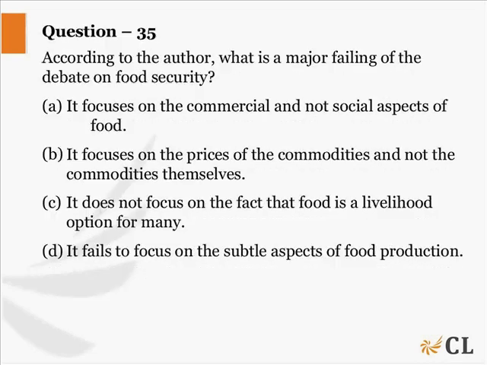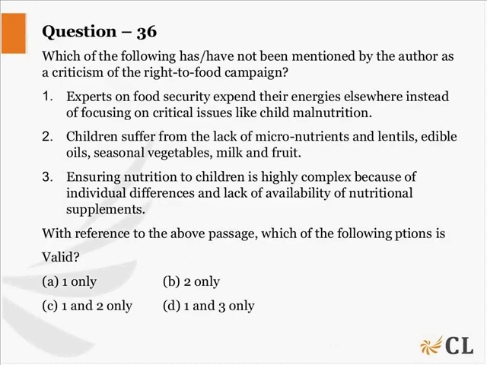Which of the following has or have not been mentioned by the author, the criticism of right to food campaign. Right. If I look at the 36th question, it says experts on food security expend their energies elsewhere and focusing on critical issues like child malnutrition. Now, this is a very common trick that the question setters play with you. This sentence is correct, right? It is there in the passage. It is very much written out in the passage. You might say that this is correct, but remember, the question to ask is, is this a criticism of the Right to Food campaign? Well, just go back and read it.